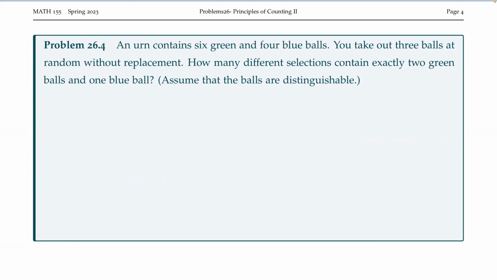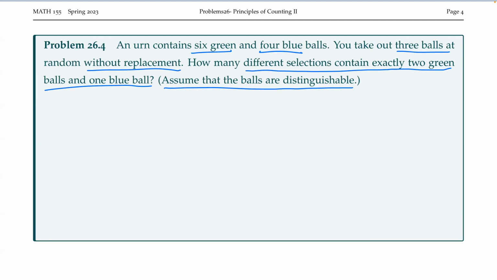They're not too long. Okay, so now we have an urn containing 6 green and 4 blue balls. You take out 3 balls at random without replacement. It's that repetition there: we're not putting those balls back in, otherwise that would change things. How many different selections contain exactly 2 green balls and 1 blue ball? We're assuming that the balls are distinguishable.